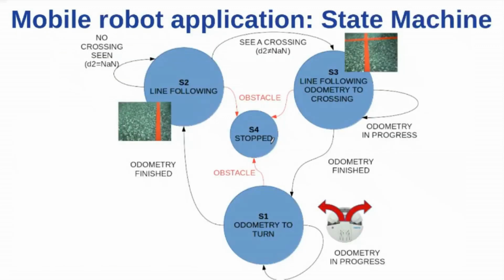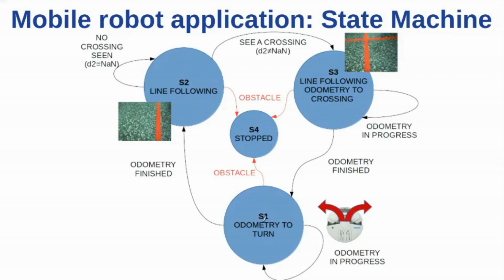Well, this mobile robot application follows a state machine. That's very important in order to understand what the robot is doing on the laboratory floor, right? As you can see here, we have state number 1, state number 2, state number 3, and state number 4. At the beginning, the robot is at state number 1. So that's the first state to be followed, right?